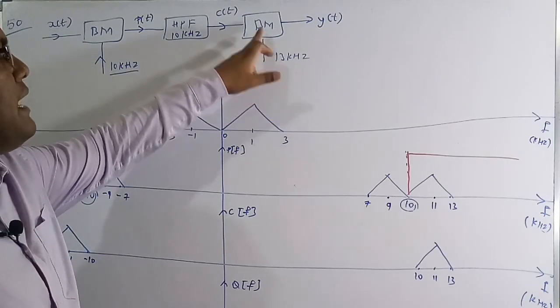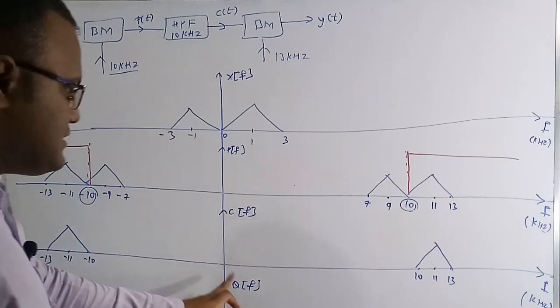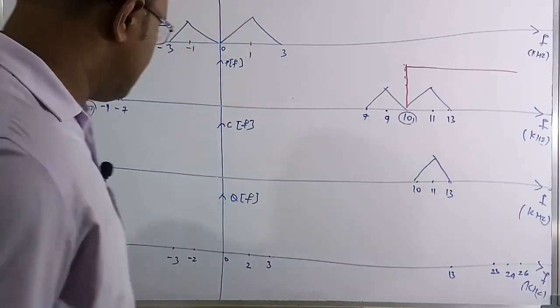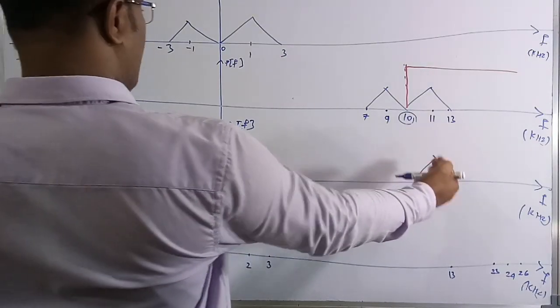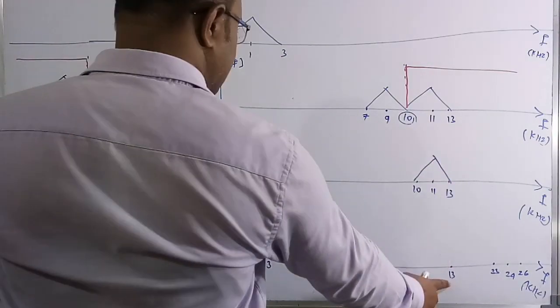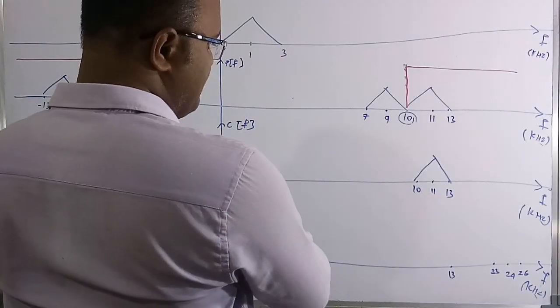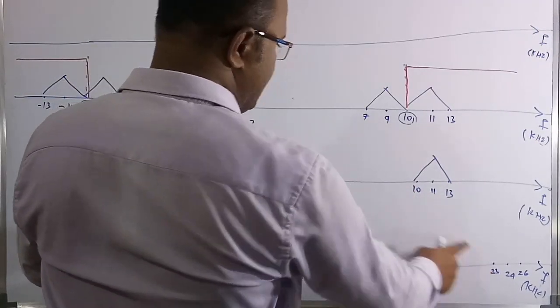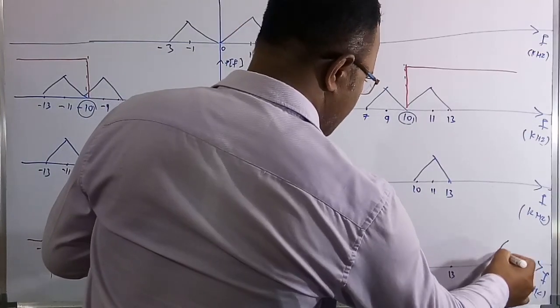Now again the balanced demodulator with 13 kilohertz. The reference is 13 kilohertz and here is -13 kilohertz. Take this whole figure at the 13 base. So here, 13 plus 10 is 23, 13 plus 11 is 24, 13 plus 13 is 26. So this is the figure we are going to get.